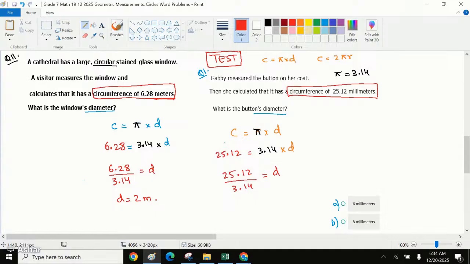So what is your answer? Can anyone give me the answer? Can I have the answer?